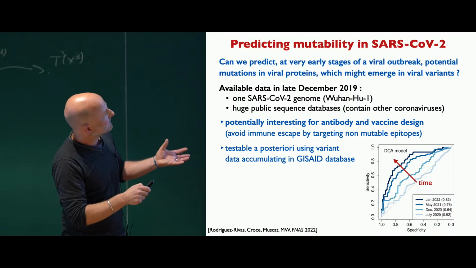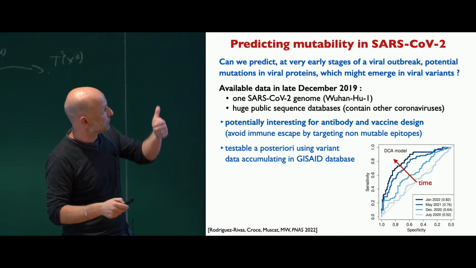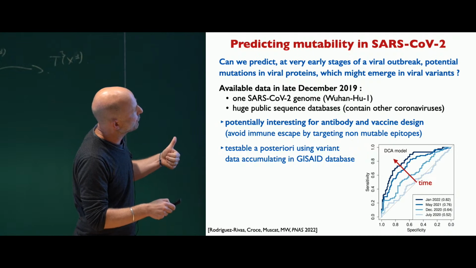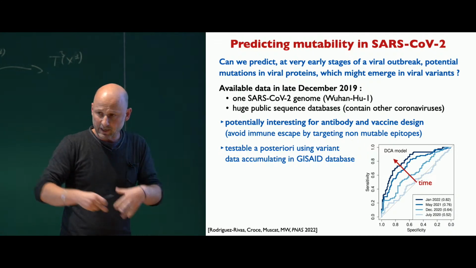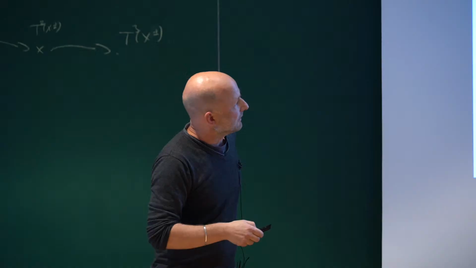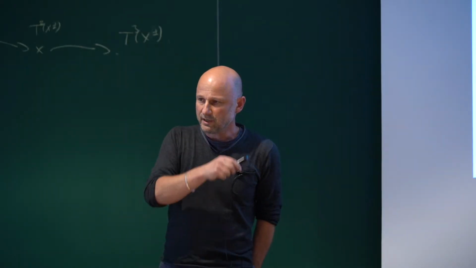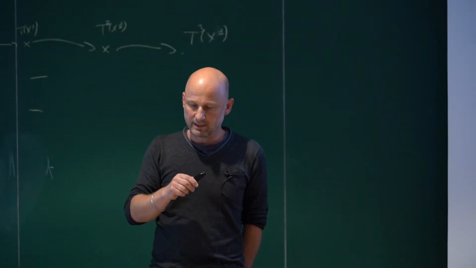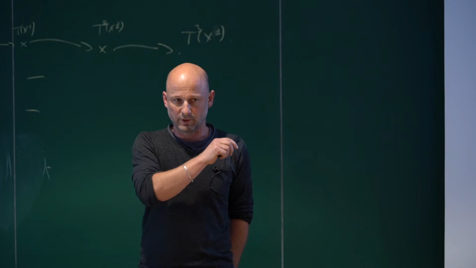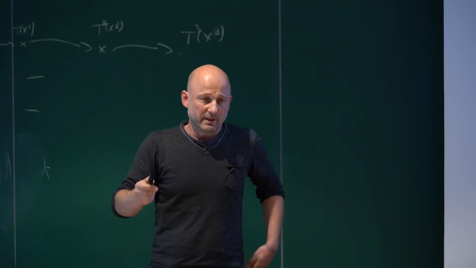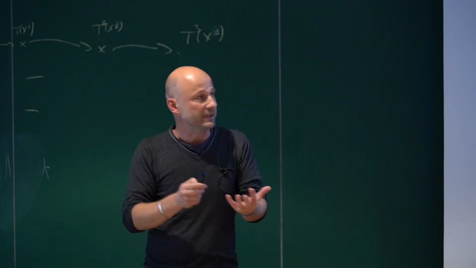So what we had in December 2019 was one single SARS-CoV-2 genome coming from Wuhan, WHO1. But we had big databases which contain a lot of other coronaviruses. So we can try to construct alignments. These alignments are really, really bad as compared to what I showed you before. Still, there are alignments. We can learn something. We can try to do some predictions.